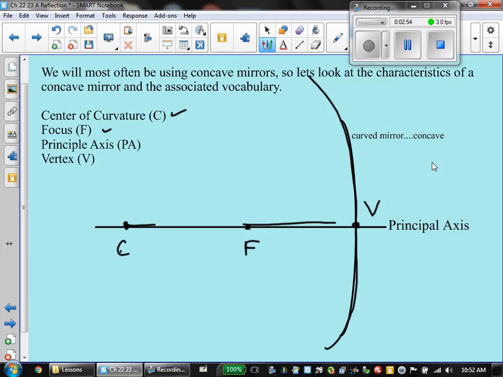And so, because CF is a distance, it turns out that CF is exactly half of CV. So in other words, this segment right here and this segment right here are the exact same length. Or in other words, F is exactly in between C and V. And that's only because it's spherical. So these are some key points that we're going to use for our ray diagrams.